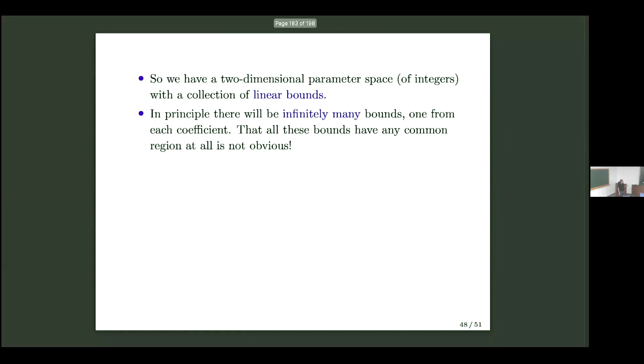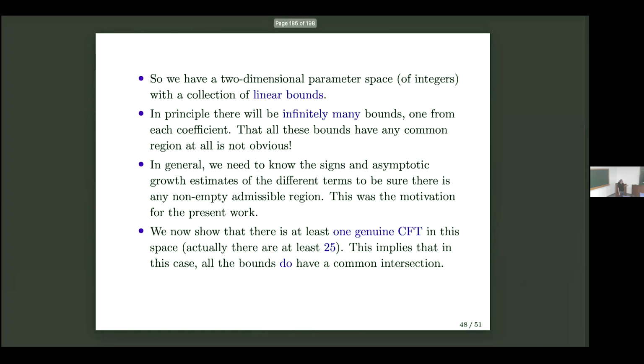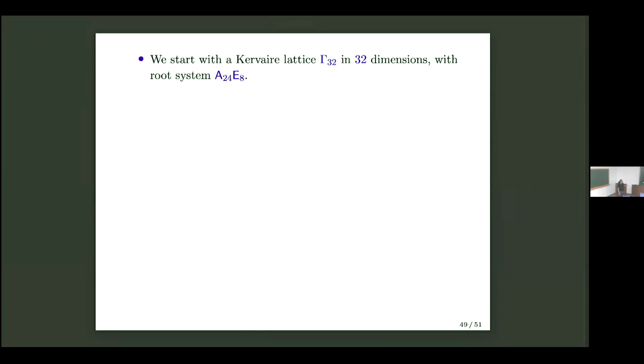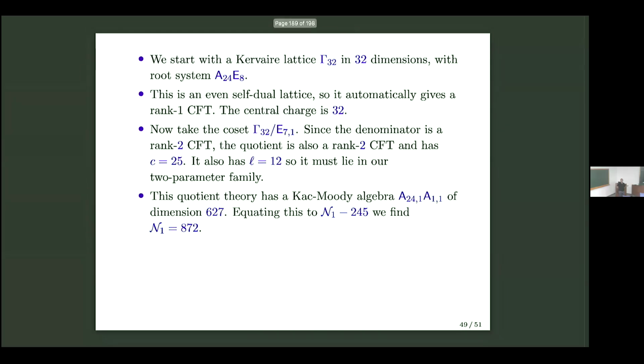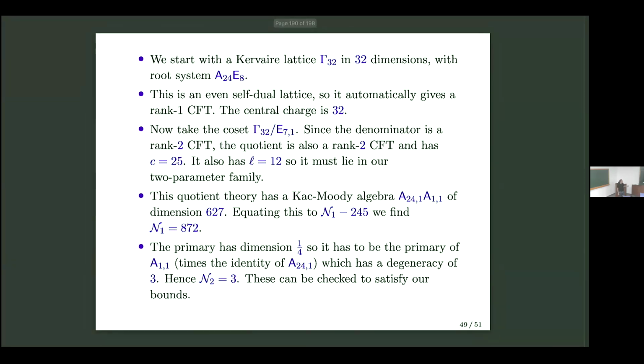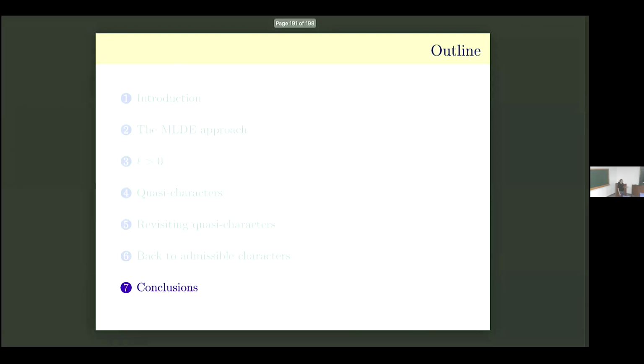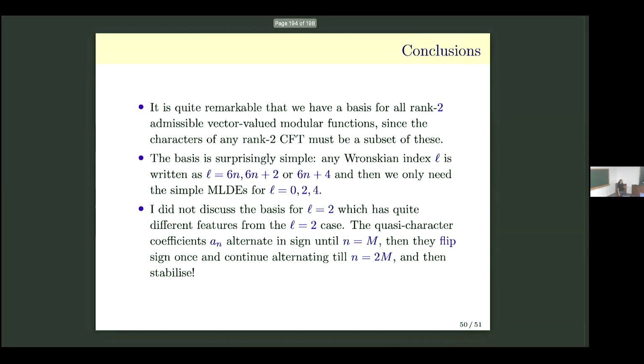But we do have one example. There's one example where we can actually find a CFT. See, it always helps if you can find one CFT that satisfies your bounds to show that the bounds are non-empty. And actually, it turns out when N2 is 3 and N1 is 872, there's a CFT. And that CFT, these values lie within the bounds we found. So it's going well, and that's the end of the discussion.